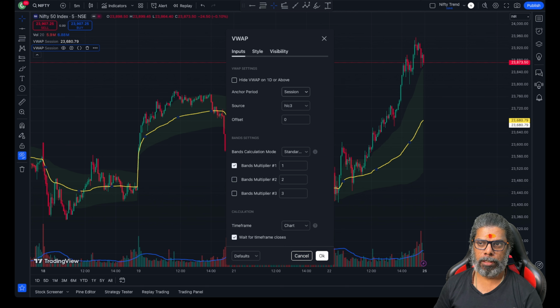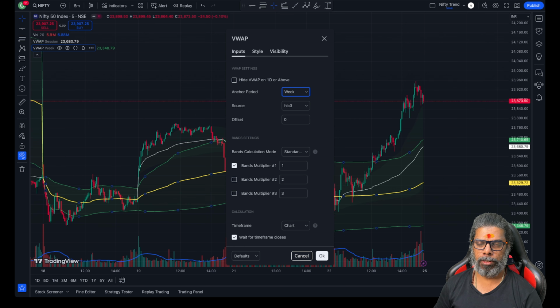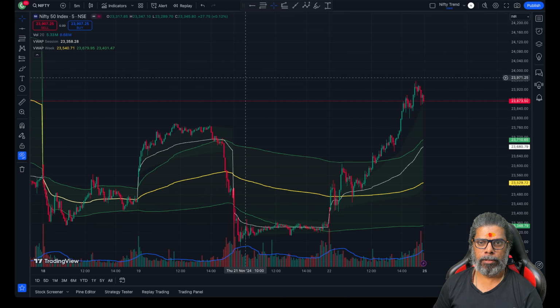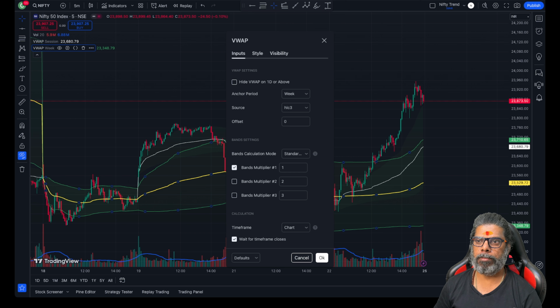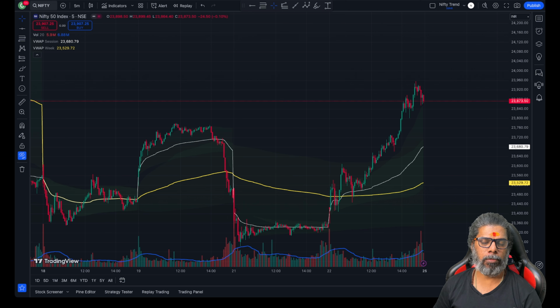In the input, you can see the anchor period. Here, make it week. So this is the higher trend and this is the lower trend. So you have two VWAPs now. I think I need to disable the bands. So these are the two lines you have. I'm using Nifty here.